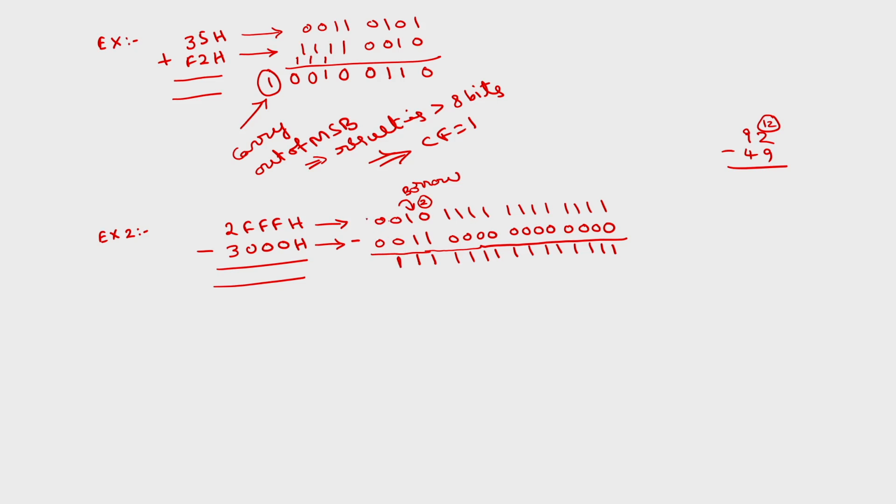Similarly, this has to take a borrow from here. This will be 1 if I take the borrow, because the MSB bit requires a borrow, this is the most significant bit. So, the carry flag will be set. Or otherwise, as I have told, the second way is this one: this number 3000H, this subtrahend, is greater than minuend. So, the carry flag is set.